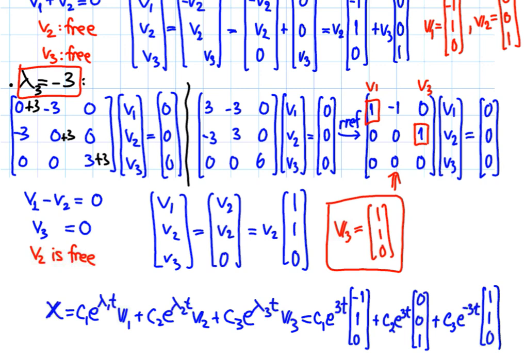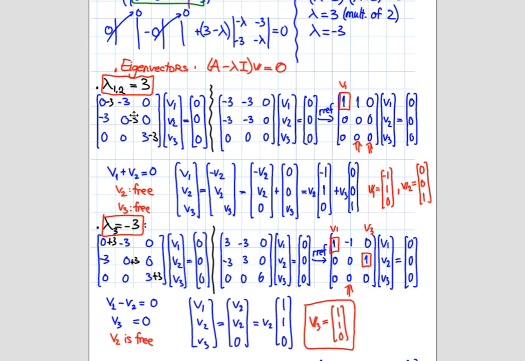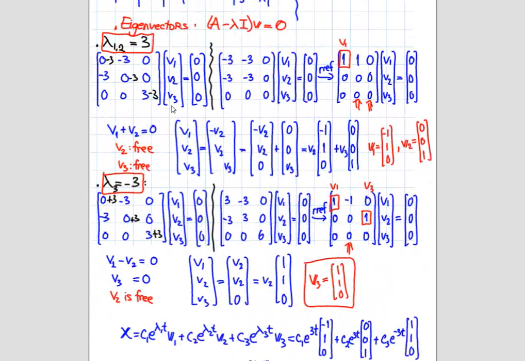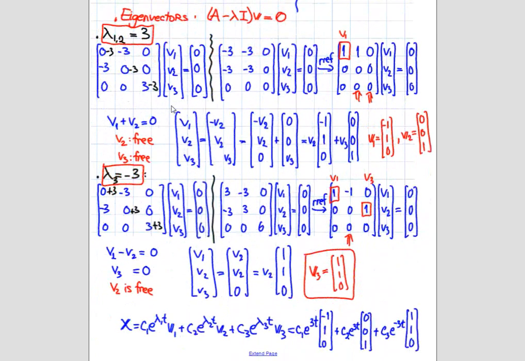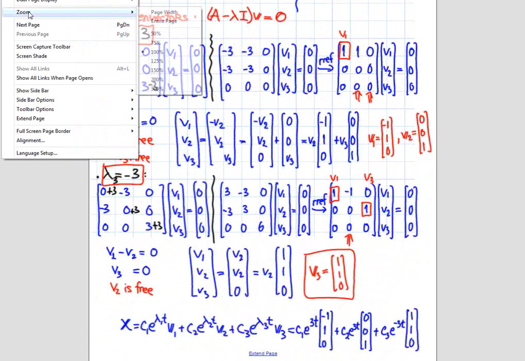Let's zoom out for a moment. So we find the eigenvalues and then the eigenvectors and put all of that together in the form of the solution. So that is the homogeneous solution. Next, we will find the particular solution.